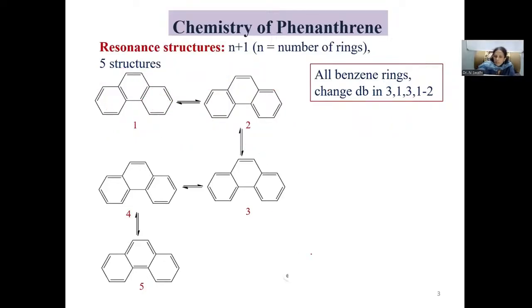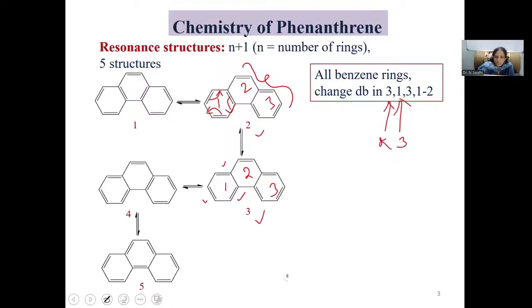Now to write the third resonance structure from the second, the change we have to make is to modify the double bond position only in the first aromatic ring system. Consider the second resonance structure. Just change the double bond positions of the first aromatic ring to the adjacent position, so that we get it like this. Keep the double bonds in the second and third aromatic ring systems the same. We are not disturbing the second and third rings. That means the change we are making is only in the first aromatic ring system. The remaining 2 aromatic rings' double bond positions are kept as they are.